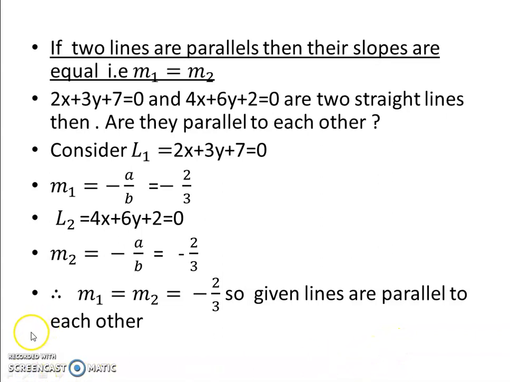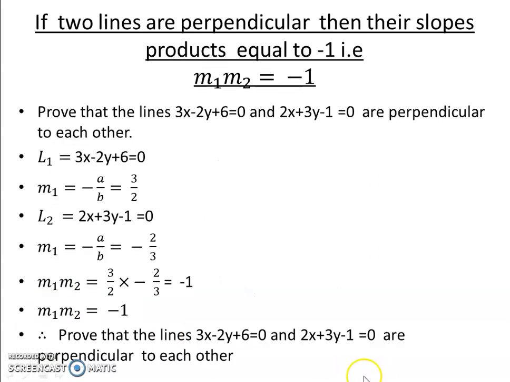So now we have to take the main thing here, on this slide. If two lines are perpendicular, then the product of their slopes is equal to minus 1. That is M1 into M2 is equal to minus 1.